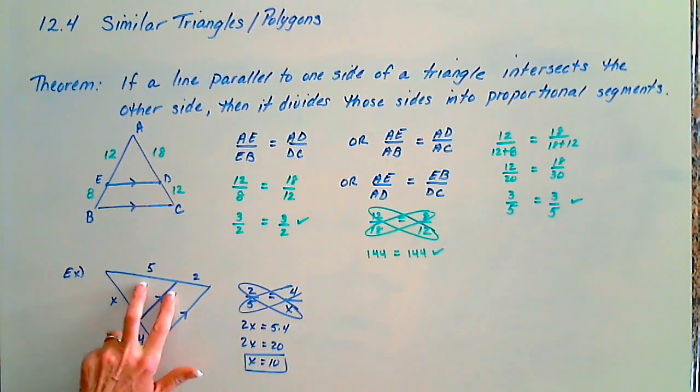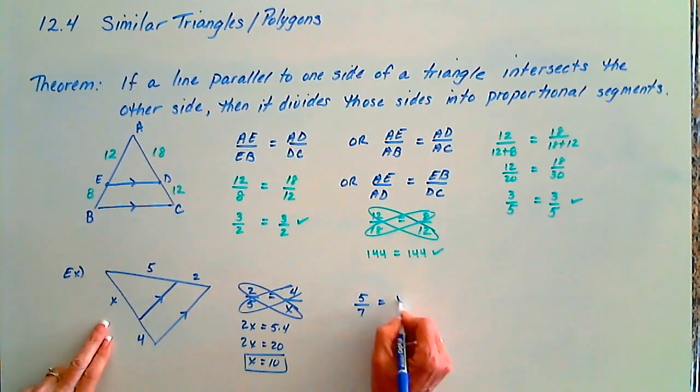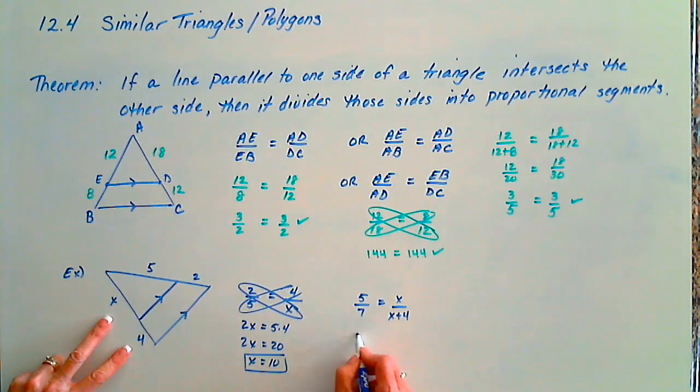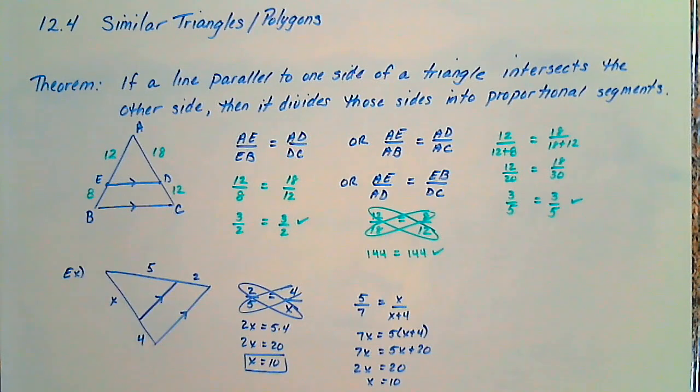Somebody else might prefer to go 5 is to the total distance of 7 as x is to the total distance of x plus 4. Cross multiply. So I'm left with 7x equals 5x plus 20. Subtract 5x. Divide by 2. And again, I still get 10. So there's a lot of ways you can work on these. Okay, but that's a pretty cool theorem having to do with being parallel to one of the sides.